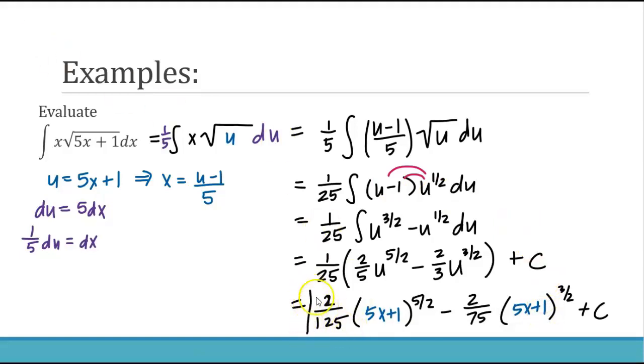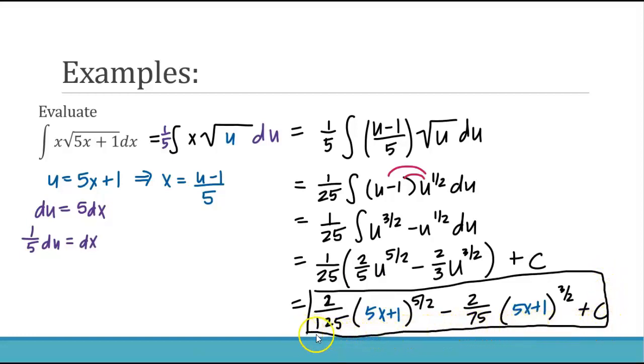So this whole thing is my answer. This is still a u substitution, it just has a little bit of a twist on it. We had to solve my original u in terms of x so that we could solve for x to replace it and make everything in terms of u.